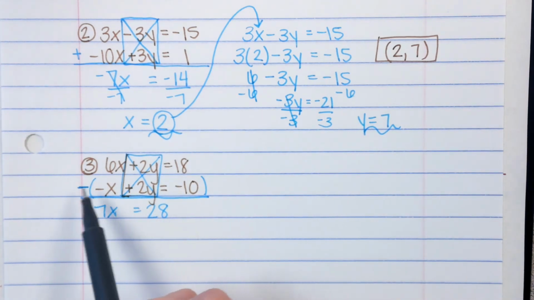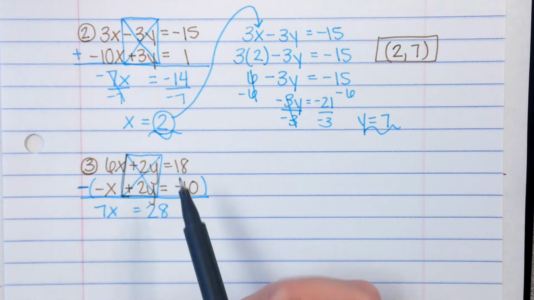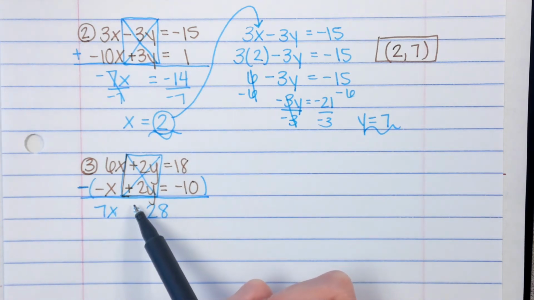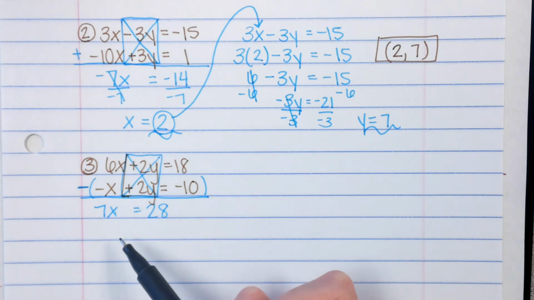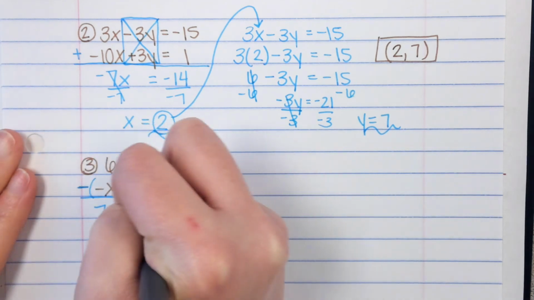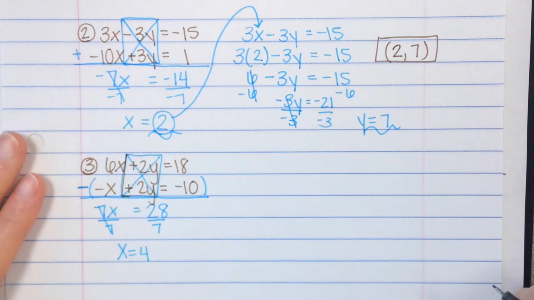Now, when you have minus a negative, we know minus a negative changes to addition. So that's something to keep track of. Or if you're not confident in doing that subtraction in your head, use a calculator to double check your simple math. Now we have a one-step equation. So divide by 7, and we get x equals 4.